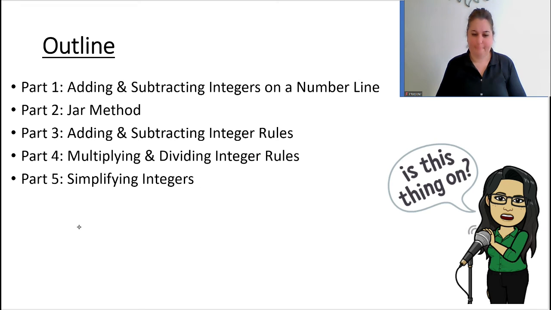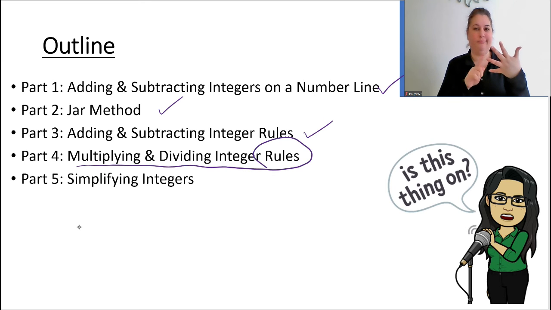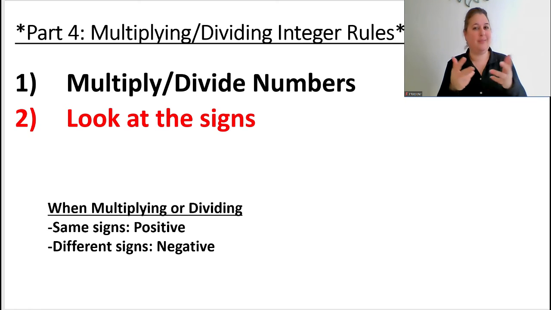All right, so we did adding and subtracting rules just now. Before that, we used the jar method. And before that, we used the number line. Now let's look at multiplying and dividing integers using rules. So multiplying and dividing integers, okay?